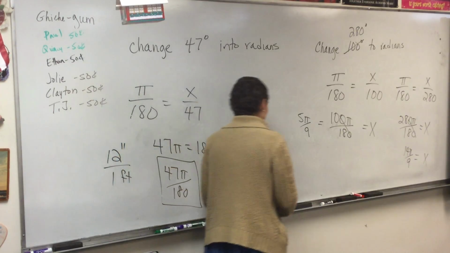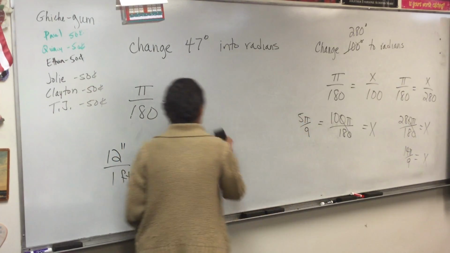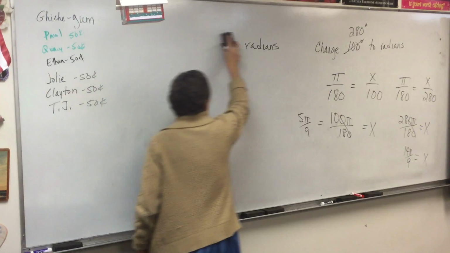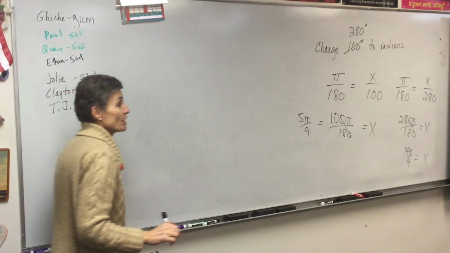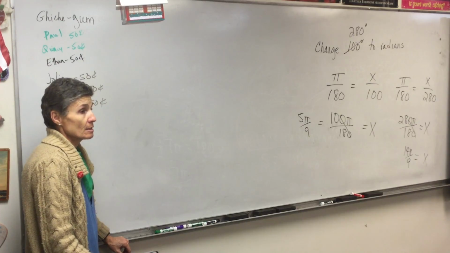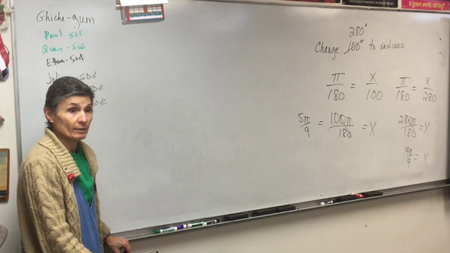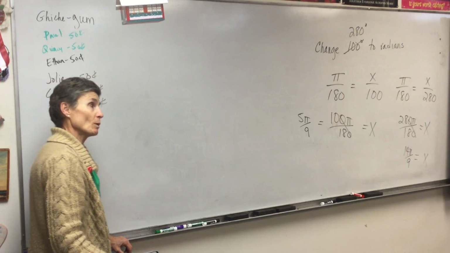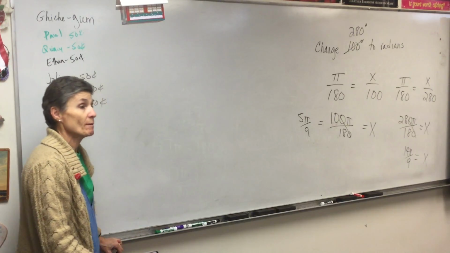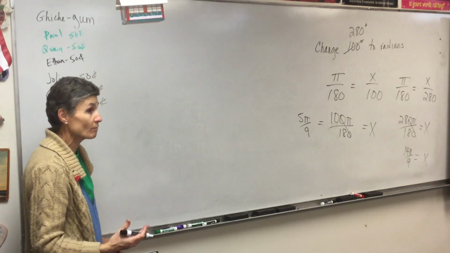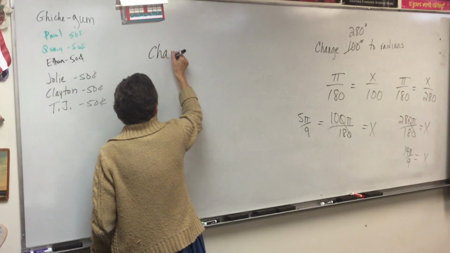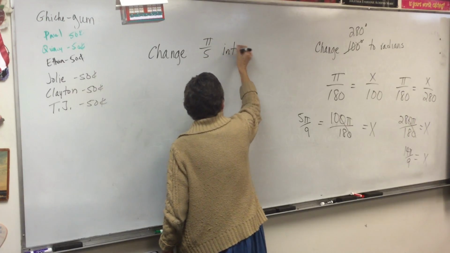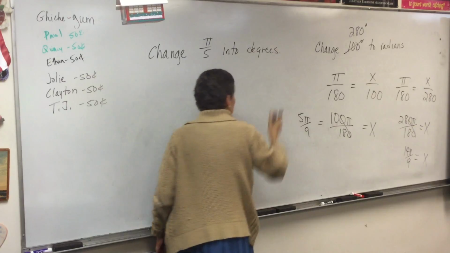So now the question is, what happens when you go the other direction? There will be times, particularly when we're dealing with 30, 60, 90 triangles, that you'll want to change radian measures into degrees, because you know about 30, 60, 90 triangles, and if you don't, you're going to memorize it because it's on the back of that gold sheet. We didn't memorize pi over 3, pi over 6, pi over 2 triangles. We memorized 30, 60, 90. So sometimes it's just more comfortable for us to be in degrees. So what if I said change pi over 5 into degrees? Could you do that?